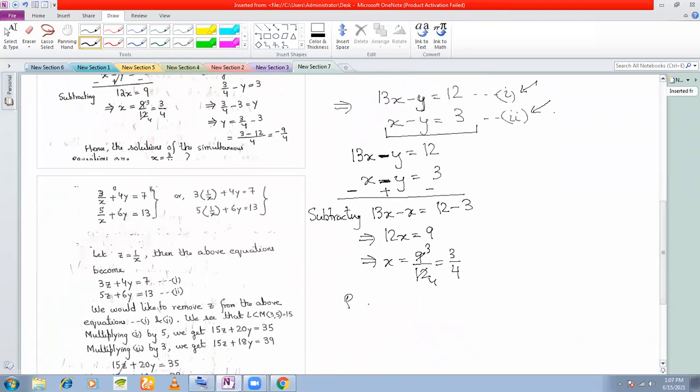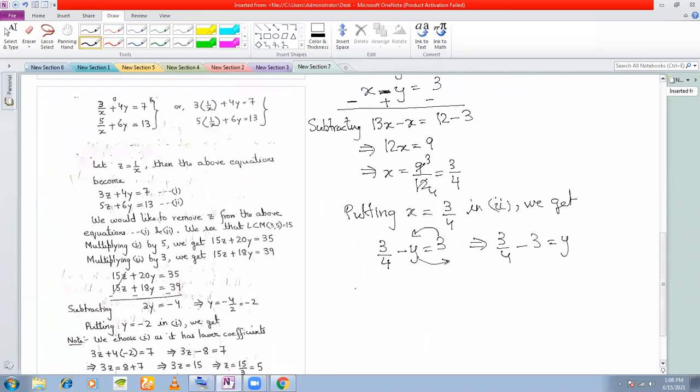So putting x is equal to 3 by 4, we get 3 by 4 minus y is equal to 3. That means now if you take y on this side and 3 on this side, you get 3 by 4 minus 3 is equal to y. That means y is 3 by 4 minus 3. Take the LCM, 3 minus 12, which is minus 9 by 4.